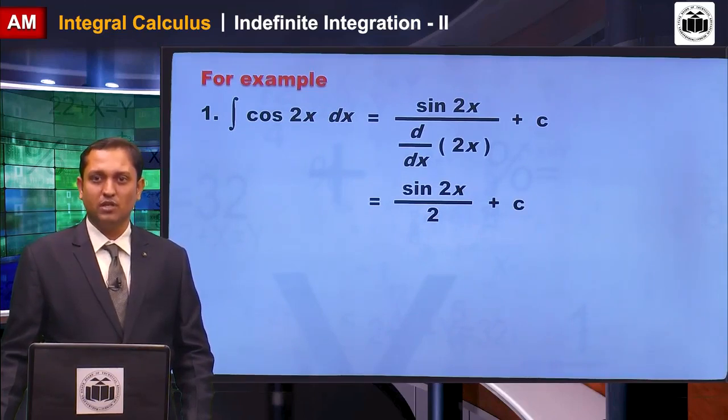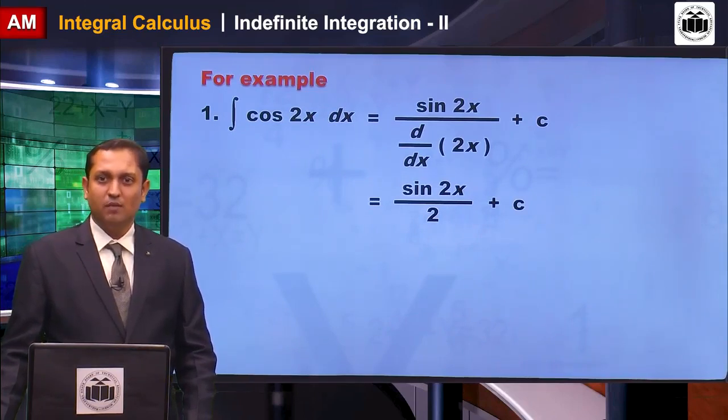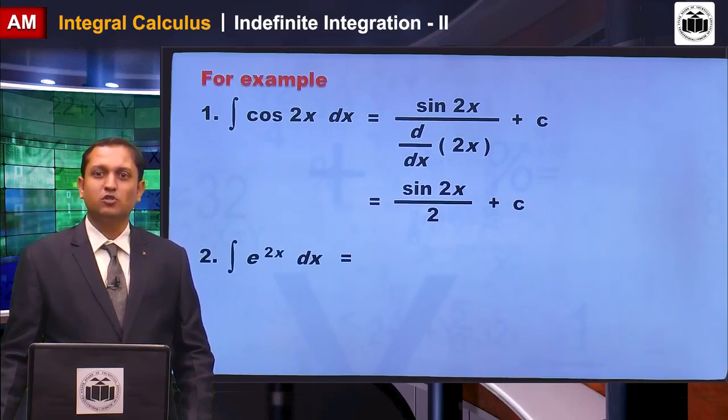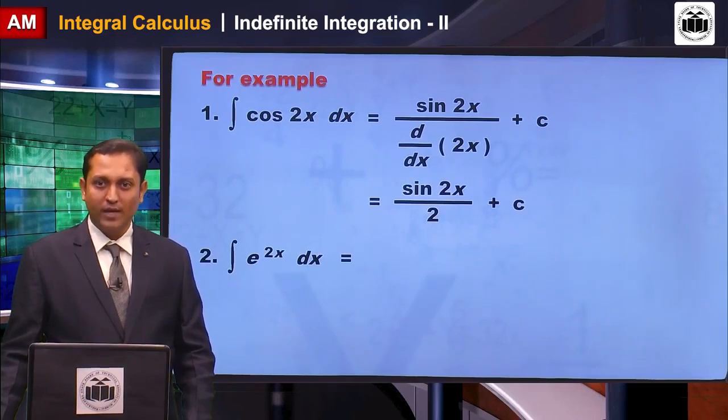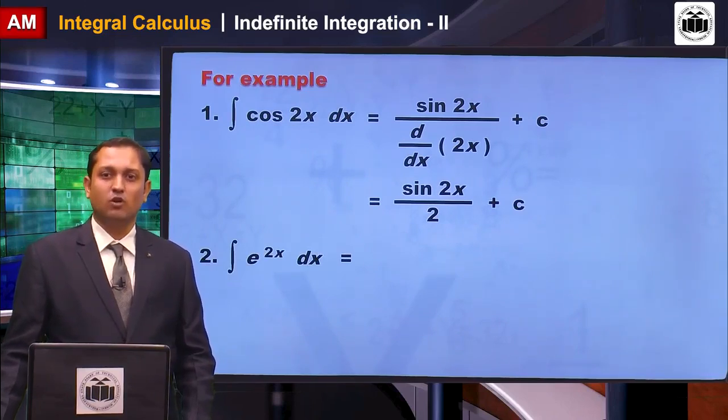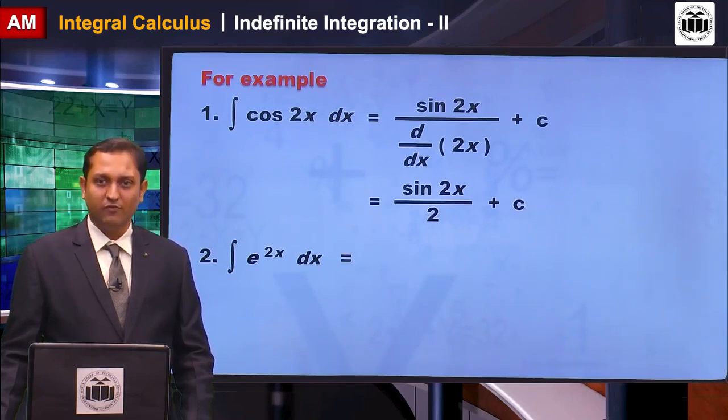for the composite function. One more example you can see here: integral e raised to 2x dx. Now in this again you can see the function e raised to 2x. The variable part is 2x, which is something other than x. It is not x, something other than x. So it is a composite function.